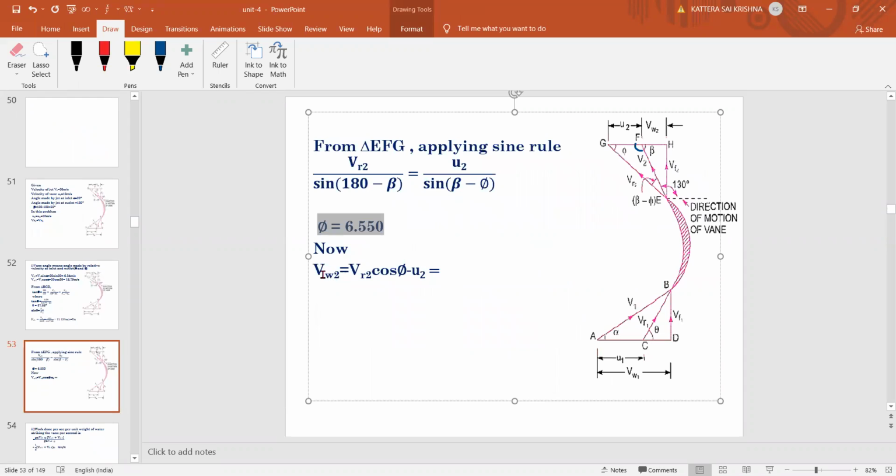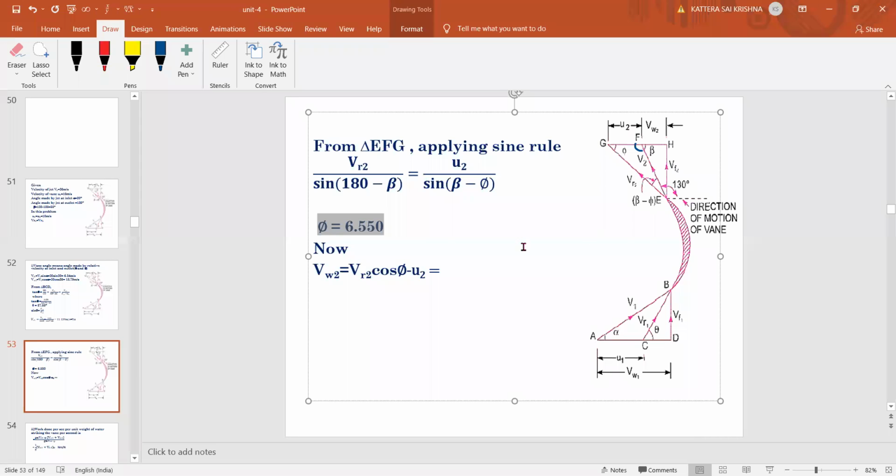So now you can calculate VW2, because we don't know VW2 here. We want VW2 for finding work done or efficiency, anything. So we need to calculate VW2. This line GH is the horizontal component of VR2, so VR2 cos phi.